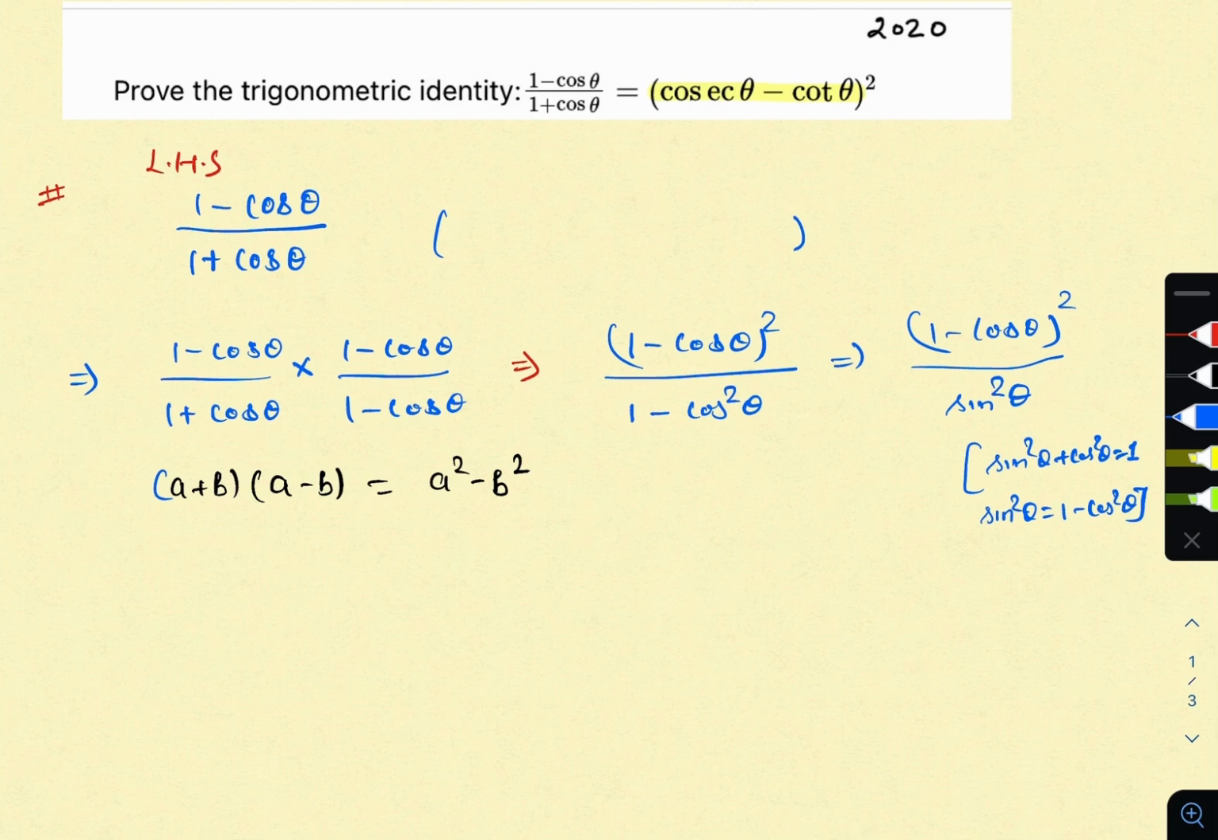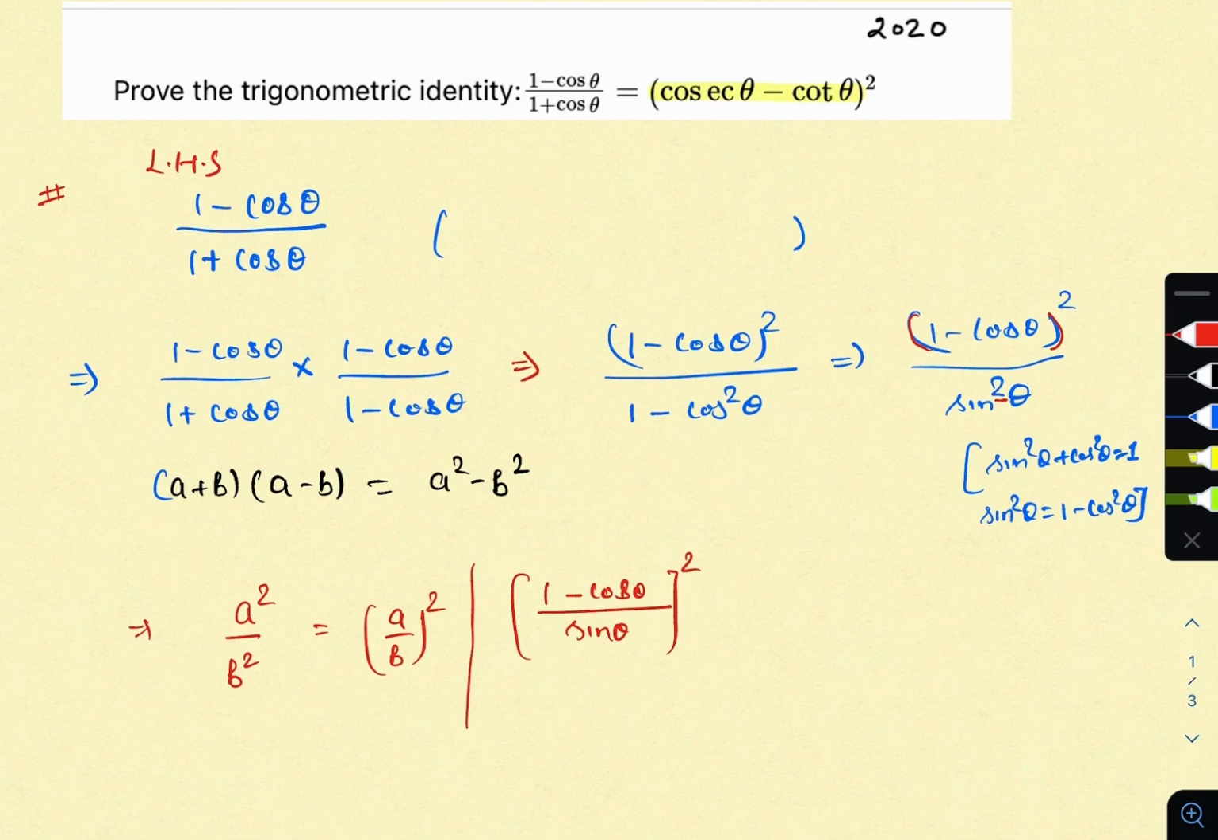So now what you can observe here is that we are having the square of the numerator and the square of the denominator. So by the law of exponent, if we are having a square upon b square, we can write it as (a by b) whole square. You might have done these things in 7th and 8th class. So by using this law, we can write here (1 minus cos theta upon sin theta) whole square. I hope all of you are getting my point.